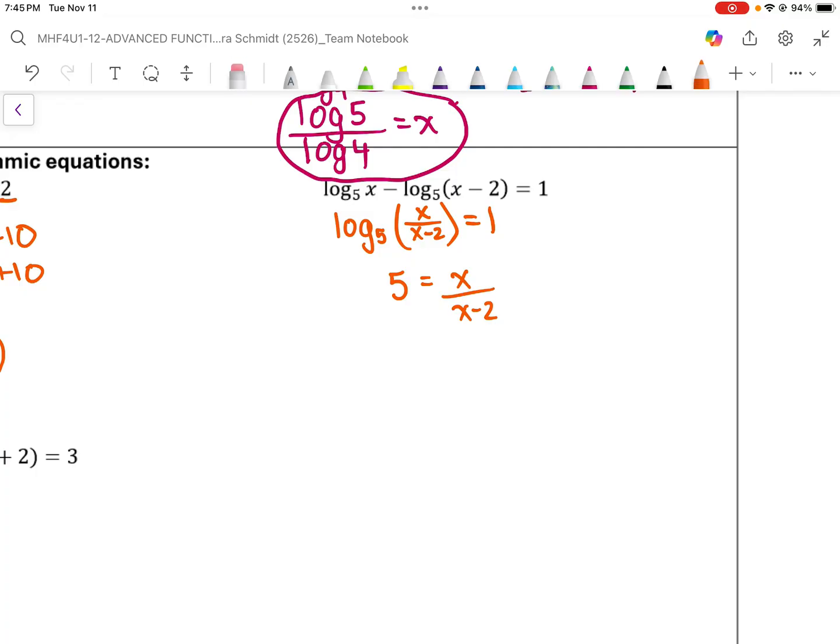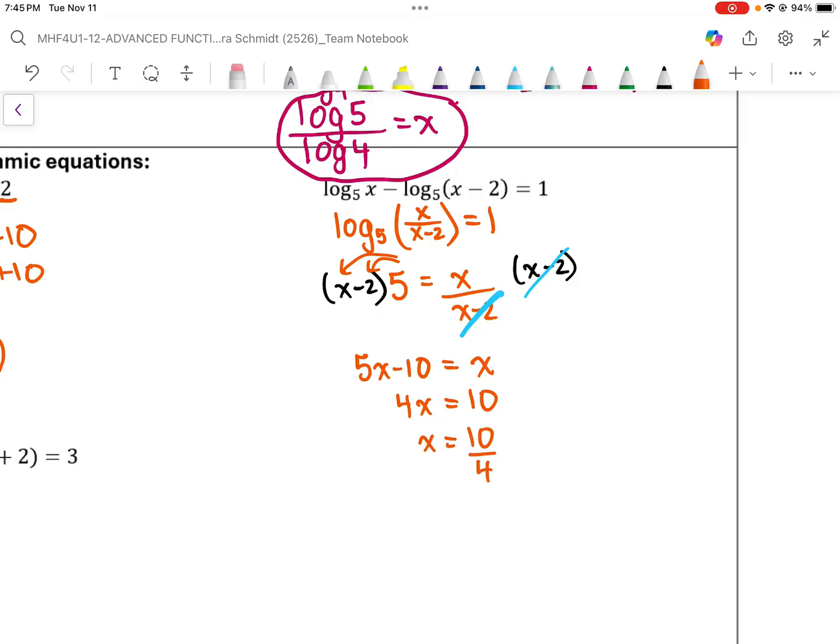And then to solve this, kind of like a rational expression, I'm going to multiply both sides by x minus 2. So then these cancel out, and I'm left with 5x minus 10, if I expand that out, is equal to just x. Now I want to get my x's on one side, so I'll say 4x is equal to 10. Divide both sides by 4, so I get 10 over 4, which I could simplify to 5 over 2, and I always should simplify to lowest terms.